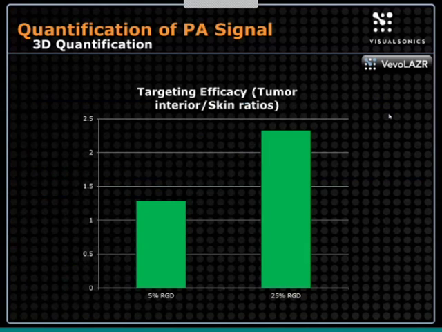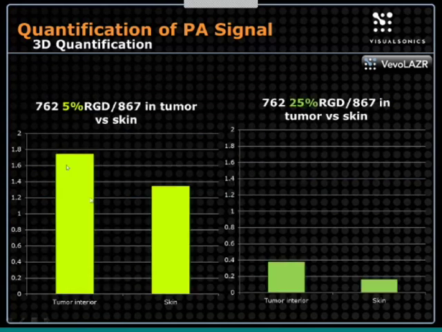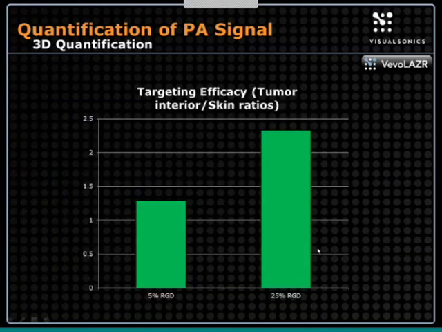And this is the figure that kind of says it all. Let's now look at the whole goal of our study, which was targeting efficacy of the 5% versus the 25% RGD. And we can see that, again, even though we have overall more of this 5% in the tumor, if you actually look at the ratios between these two, the proportion between these two, you can see that proportionally there's better targeting efficacy of the 25% RGD loaded particles versus the 5% RGD loaded particles.